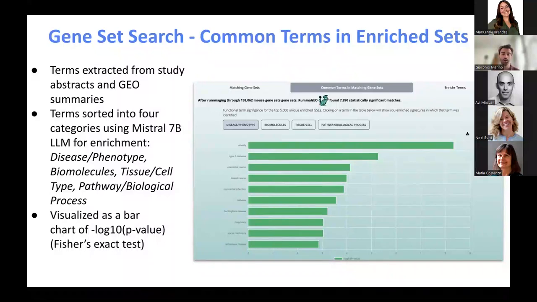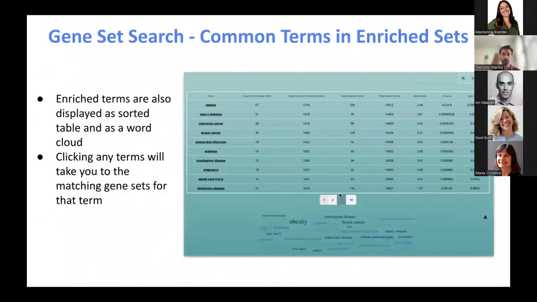We'll show a bar chart that visualizes the negative log 10 of the p-value. Additionally, below that bar chart, we can see the actual terms and the counts that lead to that p-value for the Fisher's test. You can also click any of those terms, and you'll be shown a list of all the gene sets that led to that term enrichment. Below that, we also have a word cloud to help visualize those terms as well.